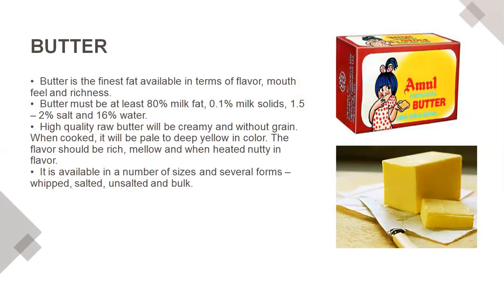High quality raw butter will be creamy and without grain. When cooked, it will be pale to deep yellow in color. The flavor should be rich, mellow, and when heated, nuttiness should be there. It is available in a number of sizes and several forms like whipped, salted, unsalted, or bulk.